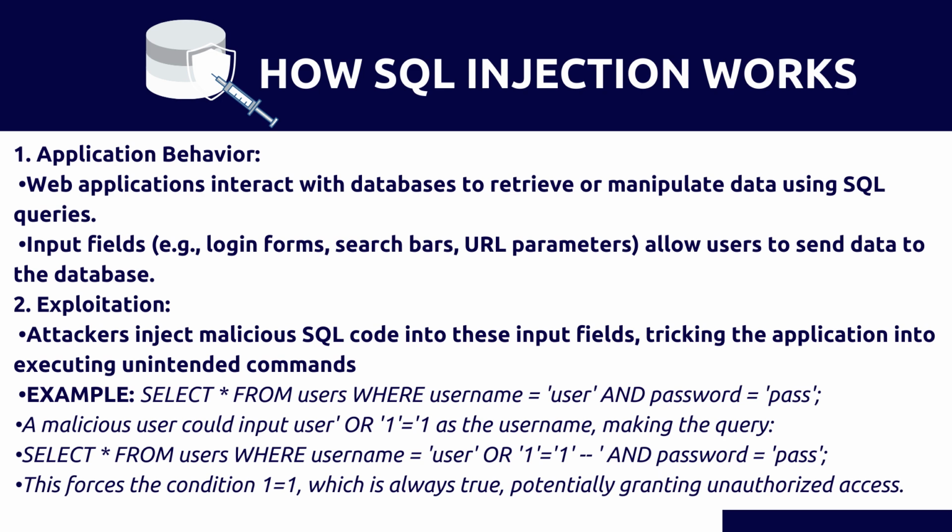Number 1, application behavior, which means the web application interacts with a database to retrieve or manipulate data using SQL queries. Number 2, input fields, e.g. the login form, search bars, URL parameters, which allow users to send data to the database. So their major targets are web applications that interact with a database to retrieve or manipulate data, or input fields.